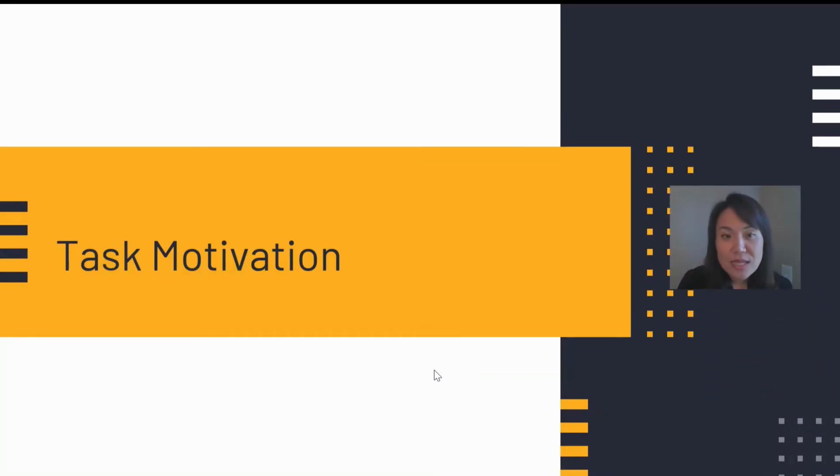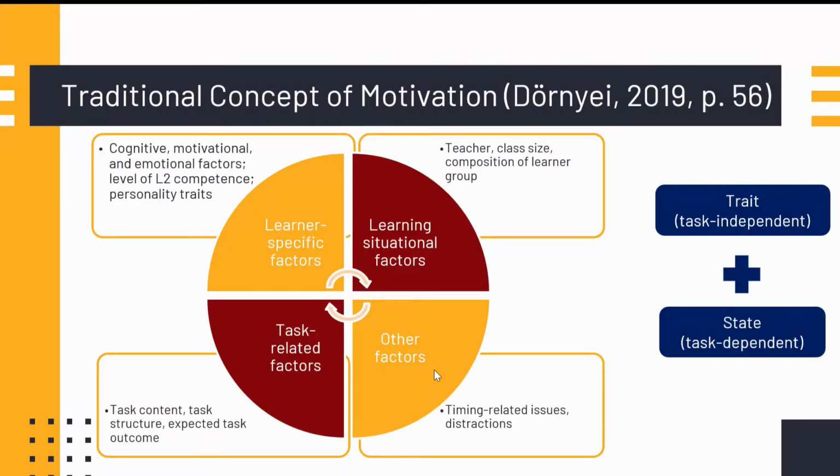So now let's move to task motivation. Again, as I mentioned, I'm going to go over task motivation very briefly because the purpose of this part is based on Dörnyei's argument. There are very close connections between task engagement and task motivation. According to him, the traditional concept of motivation is the combination of trait and state motivation, which are task independent and task dependent.